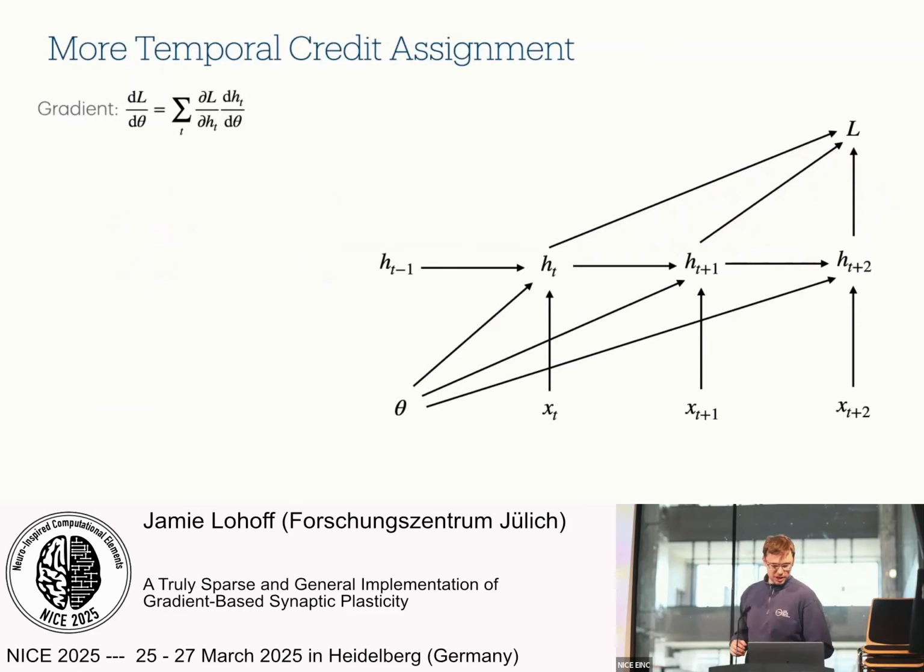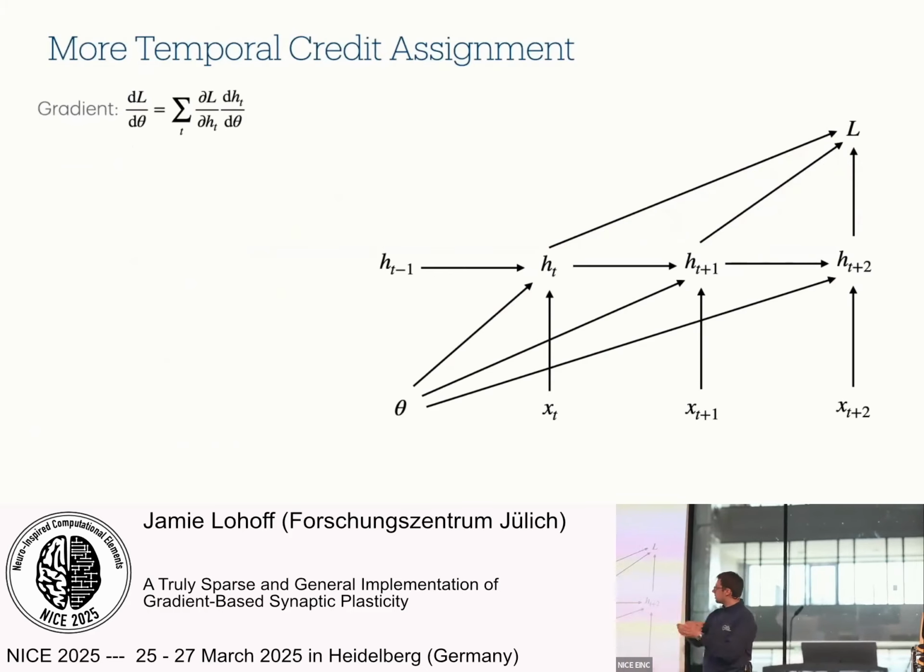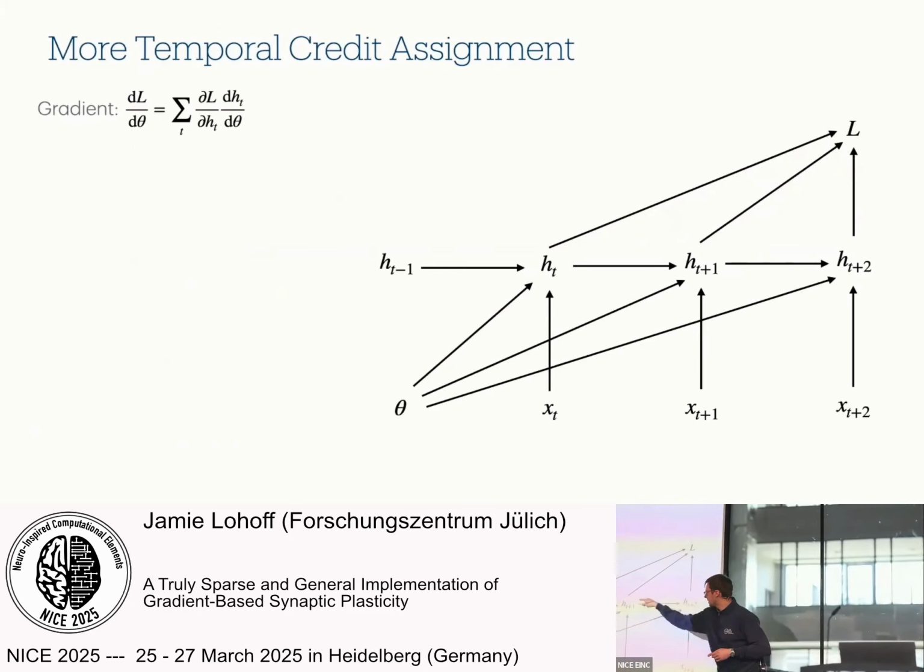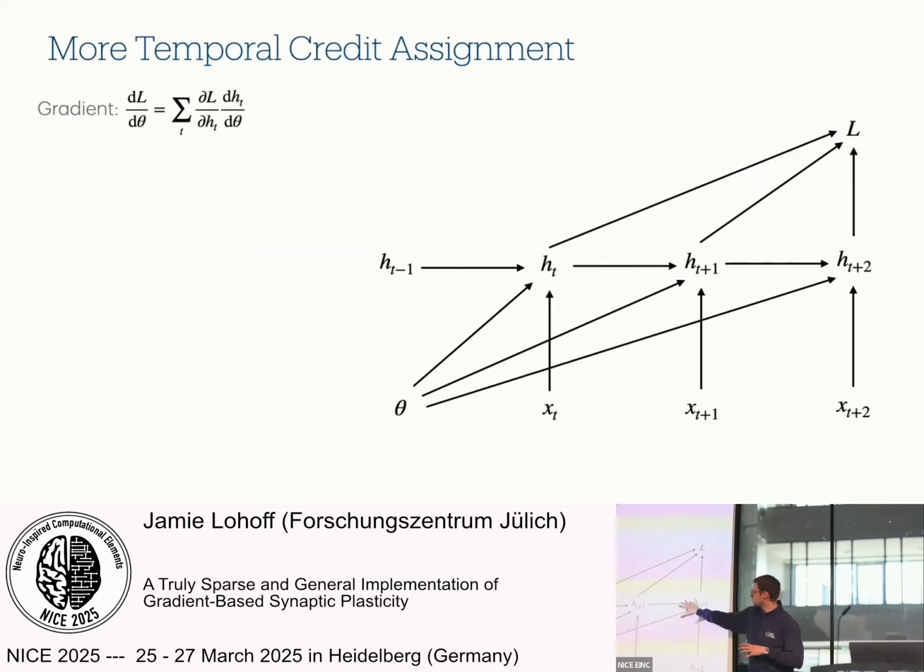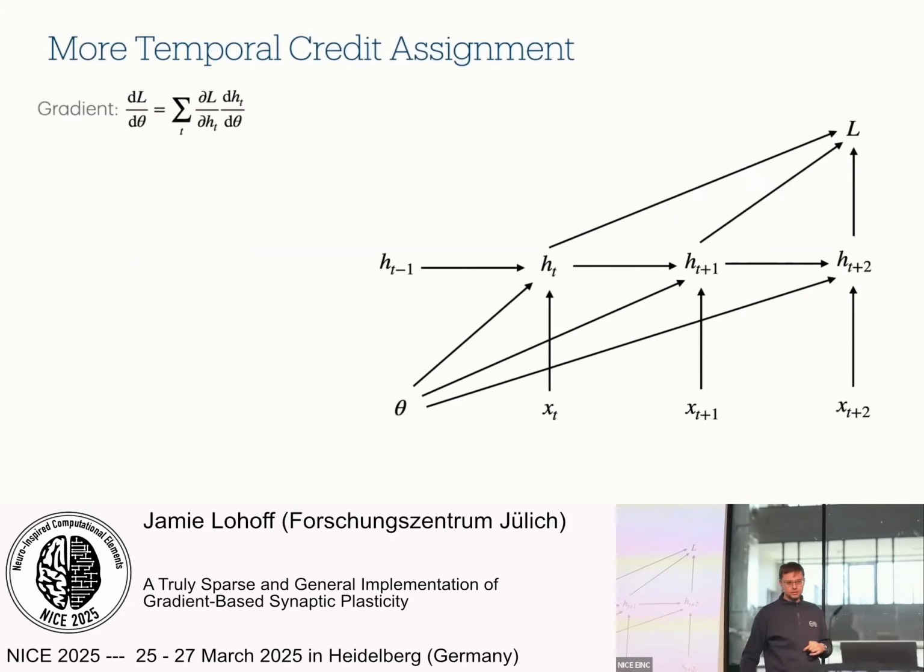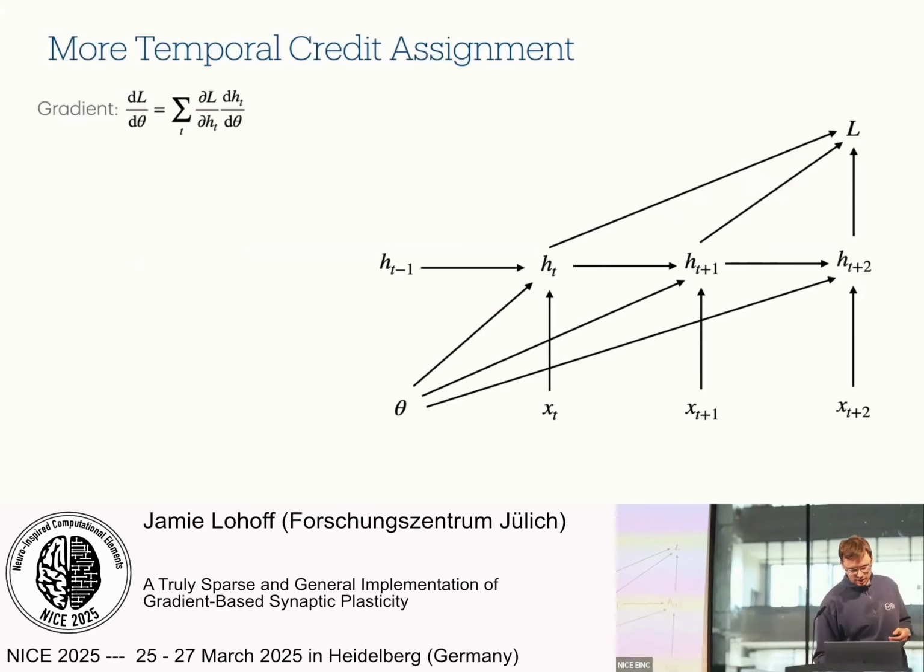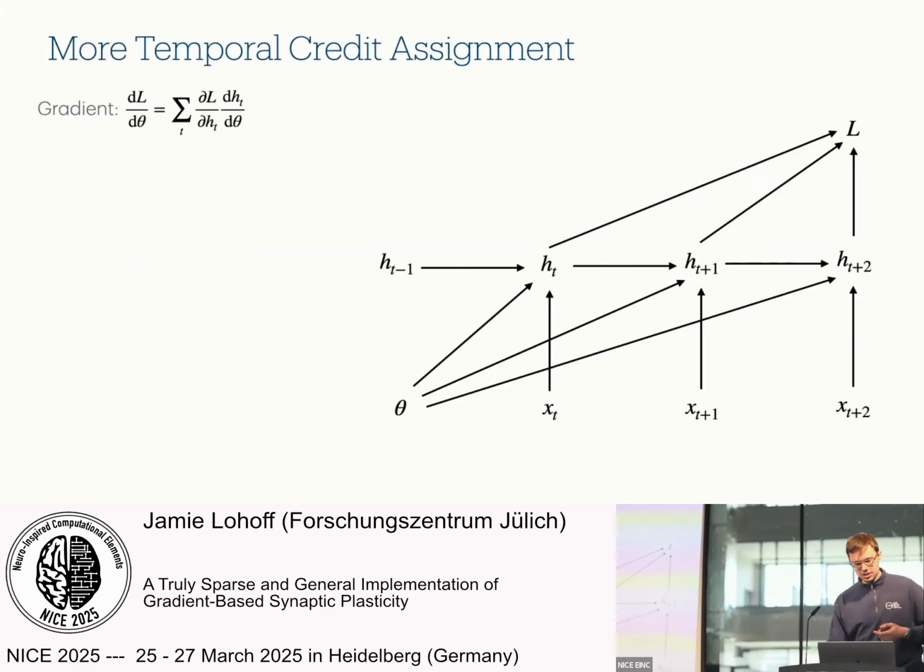But there's another way we can do this. We can look at this computational graph again, and instead of accumulating our derivatives above this horizontal line, this line of causality, we can also go below. And instead of looking at dL after dHT, we can also look at dHT after d theta.